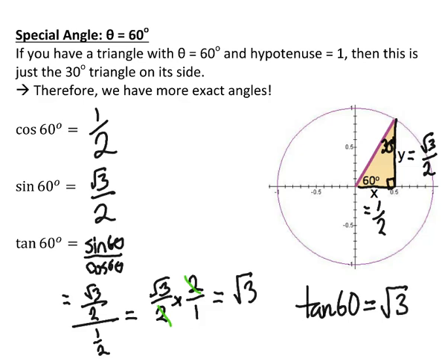When you do tan of 60 on your calculator, you should get the number 1.73. If you find root 3 on your calculator, you'll also get 1.73, and then the decimals go on. That's because tan of 60 is exactly the square root of 3.